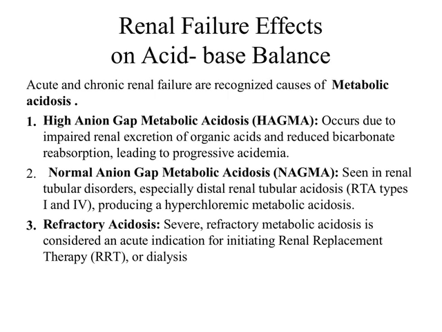Renal failure effects on acid-base balance. One of the most important biochemical consequences is metabolic acidosis. Acute and chronic renal failure are recognized causes of metabolic acidosis. When kidneys fail, they cannot excrete hydrogen ions and cannot regenerate bicarbonate. This leads to high anion gap metabolic acidosis. In renal tubular disorders, we can see normal anion gap metabolic acidosis, especially in renal tubular acidosis.